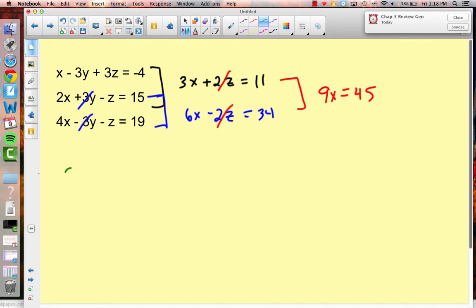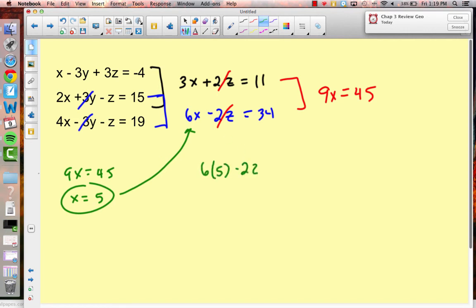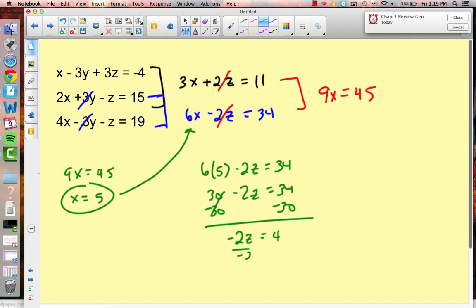So I have 9x equals 45. Divide by 9 on both sides, we get x equals 5. Now I can just work backwards. I already have x is 5. Plug it into one of these equations that has just 2 variables. So maybe I have 6 times 5, because that's the x, minus 2z equals 34. 6 times 5 is 30. Subtract 30 on both sides. This is just basic algebra, so you should be able to do this. So -2z equals 4, and divide by -2, we get z equals -2.